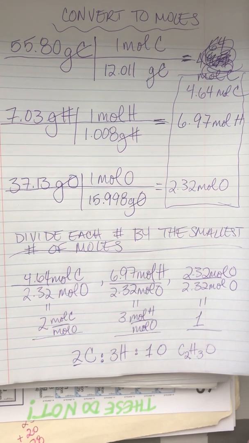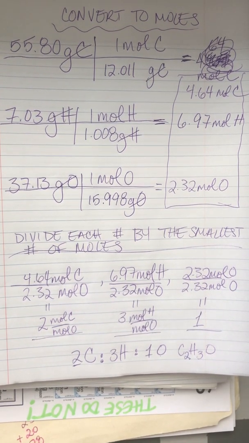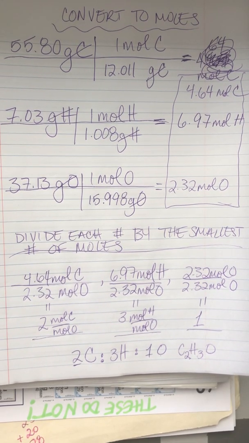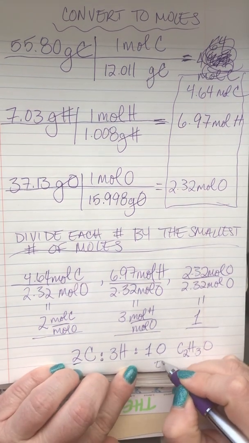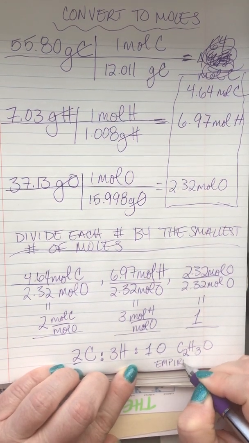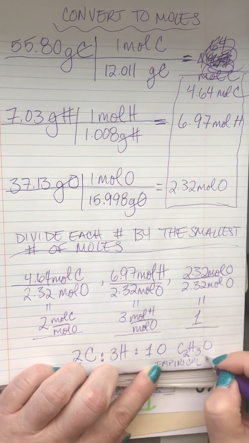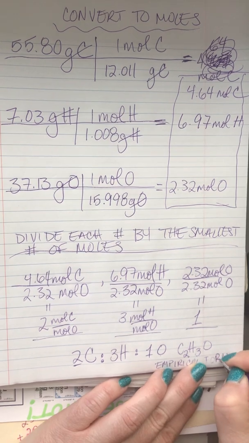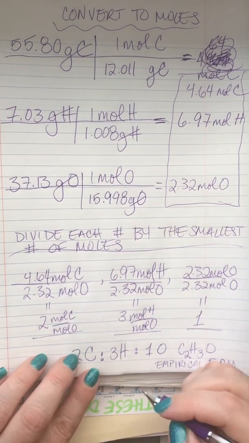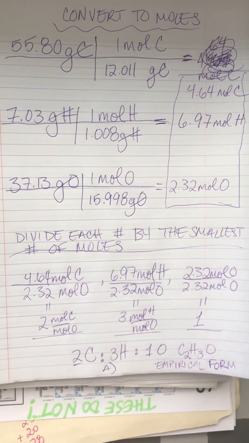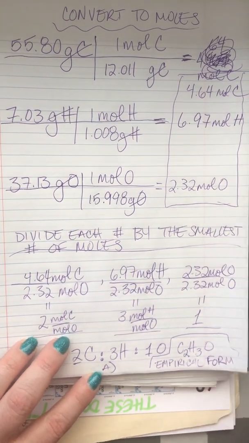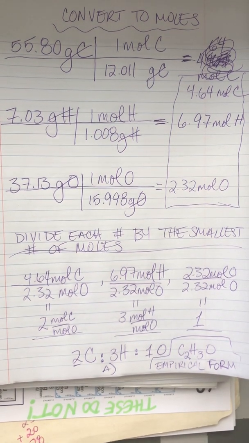I think I've officially killed my second pen now. This is the empirical formula. Okay, cool. Right? So this is the answer for part A. So does that make sense, guys? Any questions about how we got there?